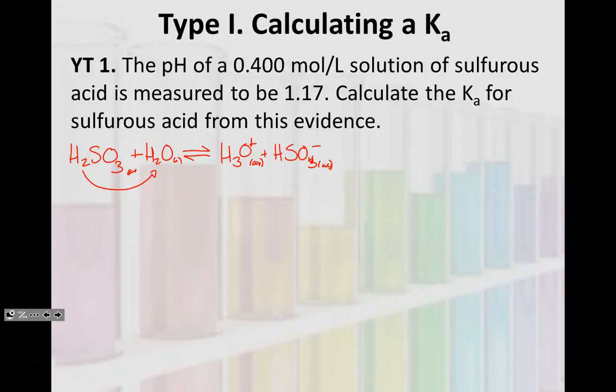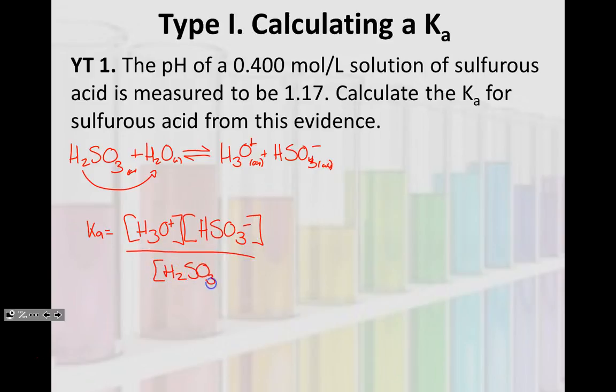They are asking me what the Ka of this is. So, to figure out Ka, if we remember from yesterday, you take the concentration of the products. So in this case, you'll take the concentration of the hydronium ions and the concentration of the hydrogen sulfite ion over the concentration of the acid, H2SO3. Now, from the information they gave me, the only thing I know for sure right now is the concentration of the acid, because the original concentration of the sulfurous acid is 0.400 moles per liter.